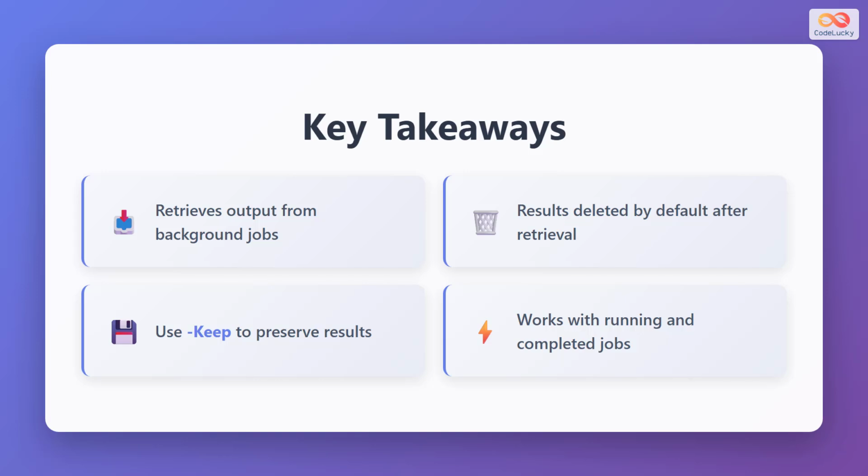Let's recap the key points. Receive-job retrieves output from background jobs. Remember that results are deleted by default after retrieval, so use the -keep parameter to preserve them if you need to access results multiple times. Finally, receive-job works with both running and completed jobs, giving you flexibility in how you monitor and collect job output. That's everything you need to know about retrieving job results in PowerShell.